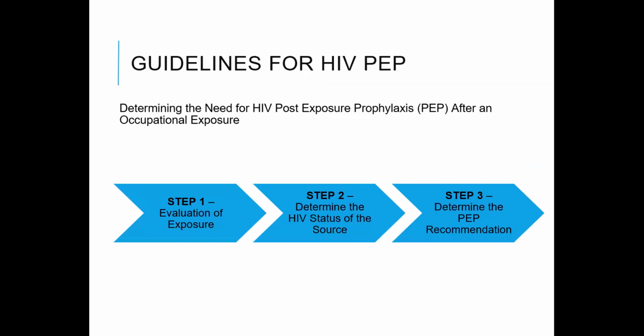Next will be the guidelines for HIV PEP. We need to determine the need for HIV post exposure prophylaxis after occupational exposure based on 3 steps. One is to evaluate the exposure, second is to determine the HIV status of the source, and third is to determine the PEP recommendation.